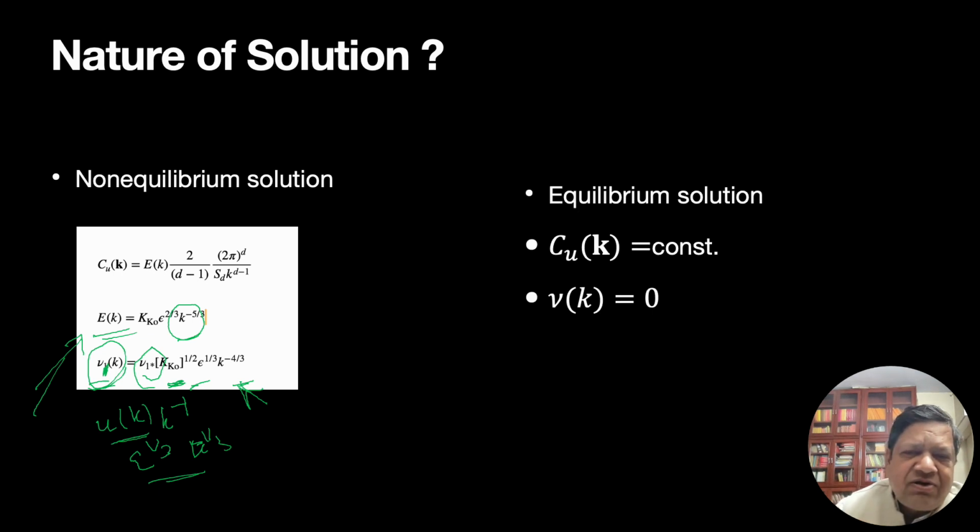There is another solution called the equilibrium solution, where every component is not a function of k. So C of k is constant. Here it is k to the minus 5/3, but here it is constant. So we say the modal energy for every k is constant. And we'll say that viscosity is also 0, or viscosity is not corrected by RG. I'm going to come to that a bit later.